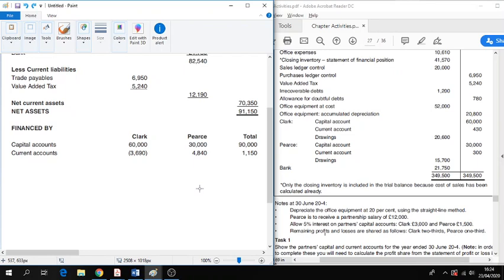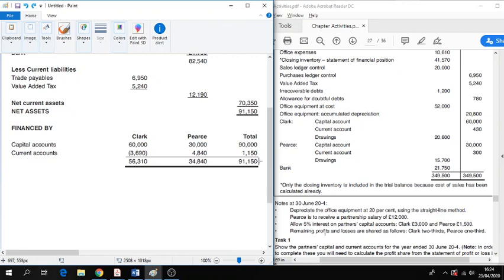Okay, and then we have the total for capital 60 plus 30, positive 4840 minus the 3690, so we're still in a positive in terms of current account balances, which is still fine. If it's in a negative, it's in a negative. It is what it is. And then we have the total for Clark, so Clark's net worth, Pierce's net worth, and the company is worth 91,150, which matches the net assets figure, and that's one way of checking if the arithmetic is correct.